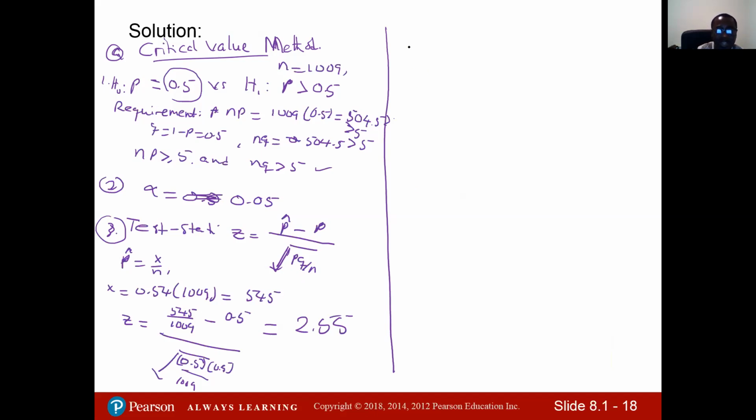And then step 4 is to find your critical value. Now, what kind of tail is this? This is a right tail. It's a right tail test.